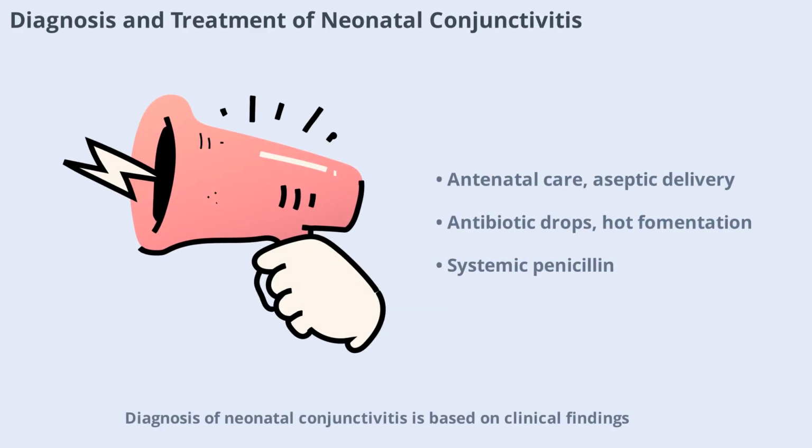Diagnosis of neonatal conjunctivitis is based on clinical findings. Prophylactic measures include careful antenatal care, aseptic delivery practices, and immediate postnatal eye care with saline washes and antibiotic drops. Curative treatment involves hot fomentation, frequent irrigation, antibiotic eye drops or ointment, and atropine if the cornea is involved. Systemic penicillin remains the drug of choice, with alternatives for sensitive cases. Treatment should continue for several weeks to ensure complete resolution.